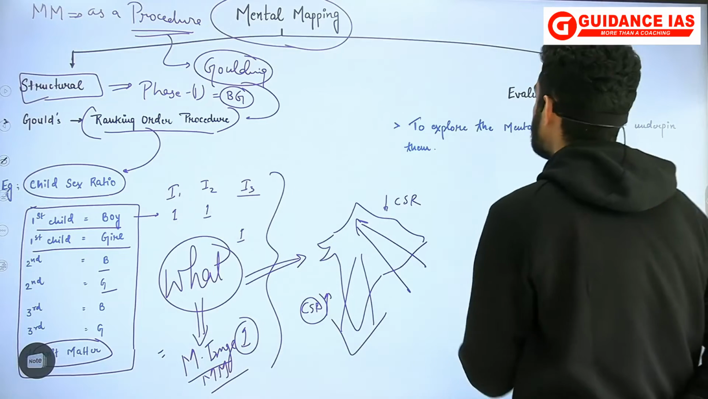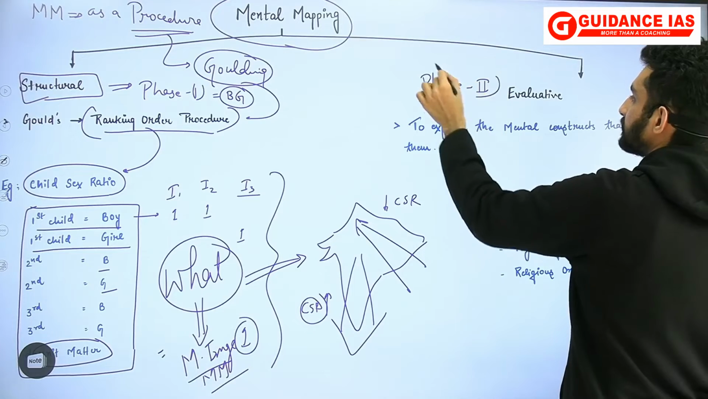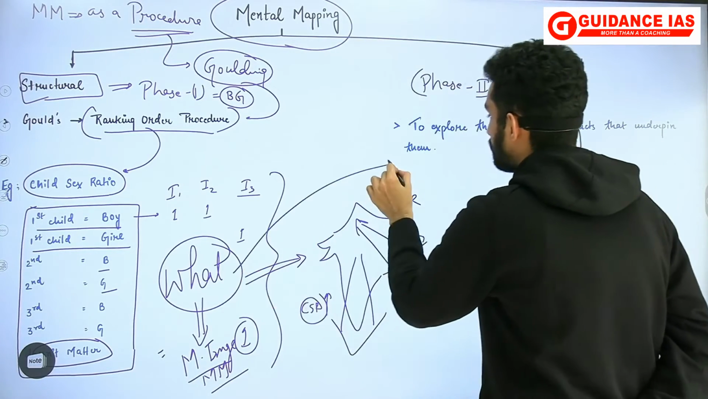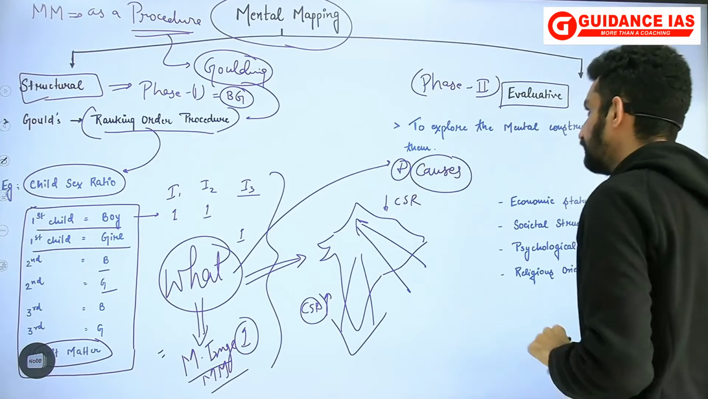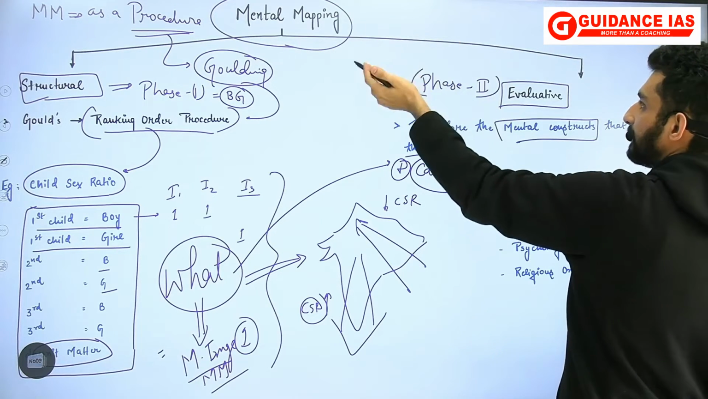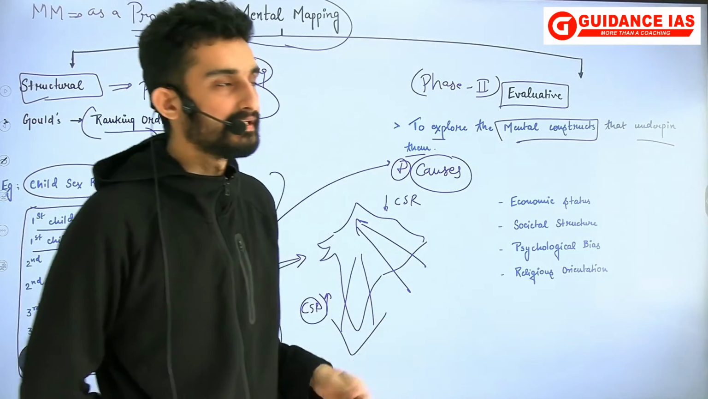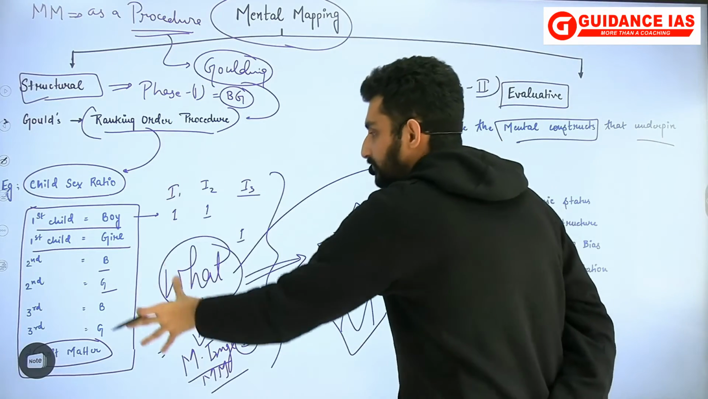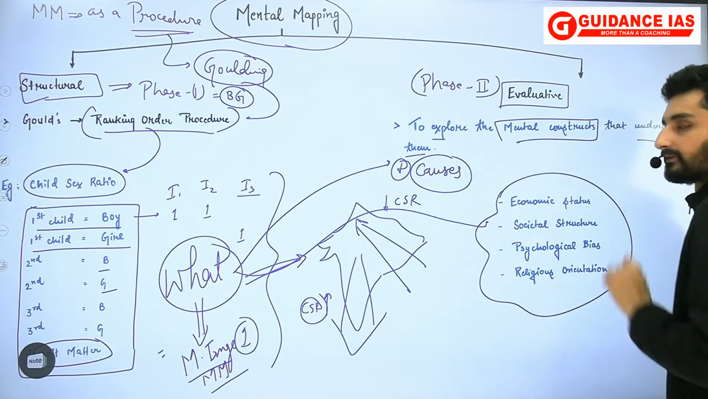And later in the second phase of behavioral geography, mental mapping actually evolved and became more evaluative, because now apart from the what, we are also focusing on the causes behind those whats, to explore the mental constructs that underpin them. So evaluative mental mapping came in the later stages of behavioral geography, in the late 1970s and early 1980s. It says that behind such a particular pattern which you are observing, there are other reasons or causes, and these causes are this particular list.